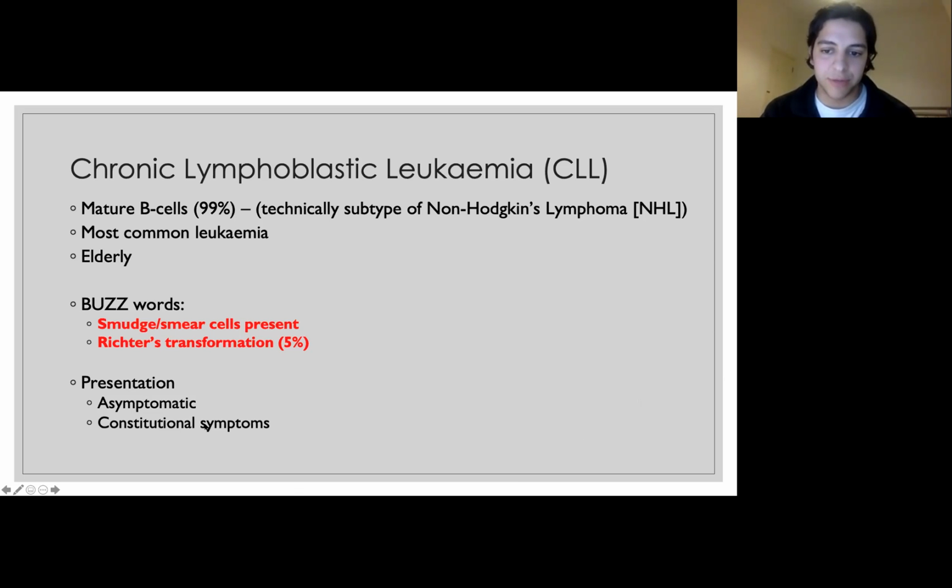Again, I didn't go too much into management because I don't think it's that relevant, but essentially for CML, you can give a drug called imatinib. This is effective against the Philadelphia chromosome. For CLL as well, there are different chemotherapy options and antibody therapy. You can also give steroids and stem cell transplants, and there are some new drugs coming through continuously.